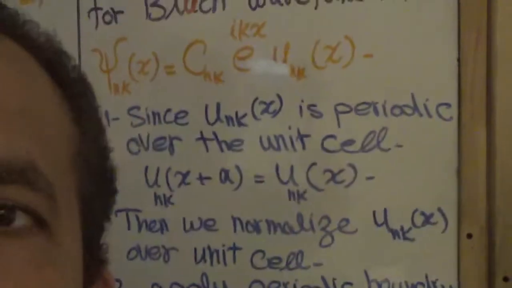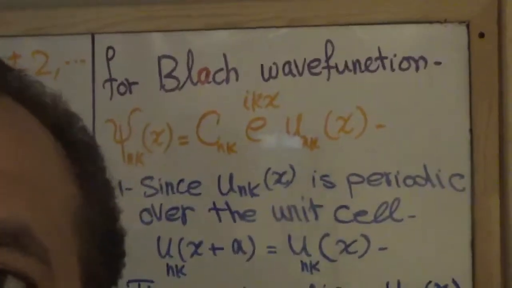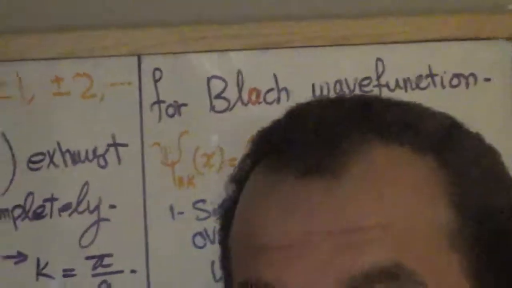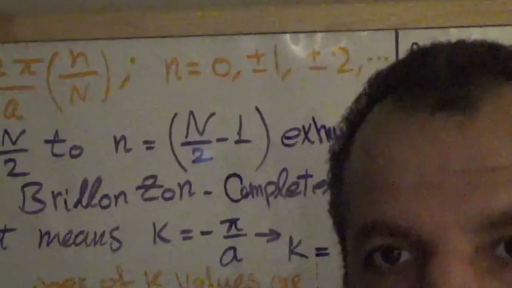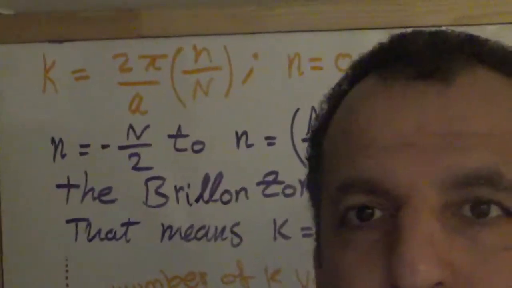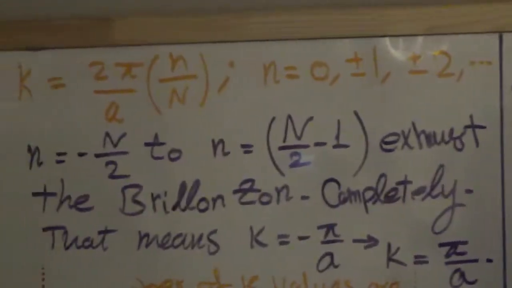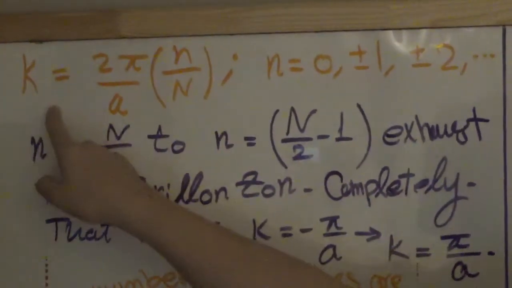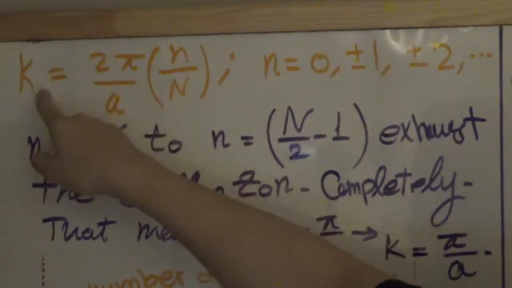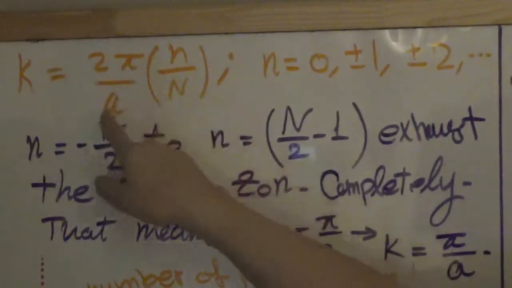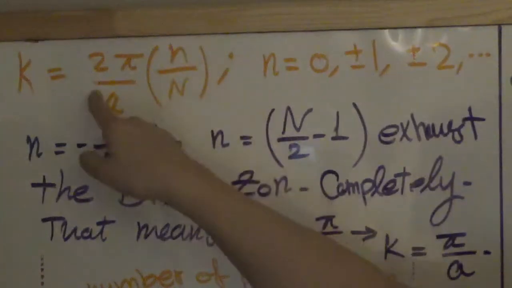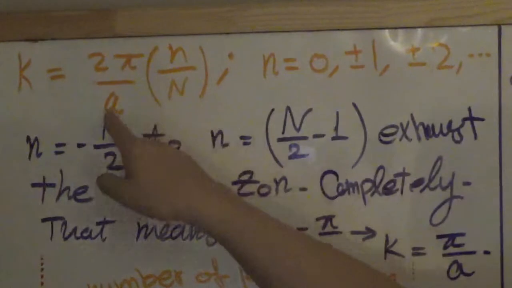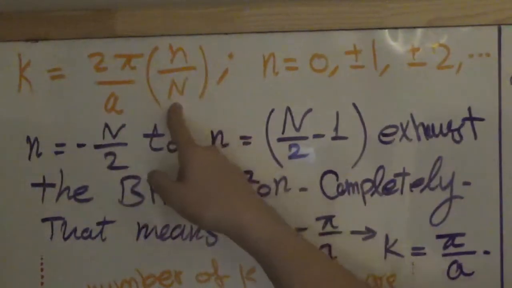What if we now, guys, try to jump to another very important thing? I will move now here and try to catch everything with the camera. Okay, so we mentioned that k is equal to 2 pi n over L, or 2 pi n over Na. That means we have k equal to 2 pi over a times n over capital N.